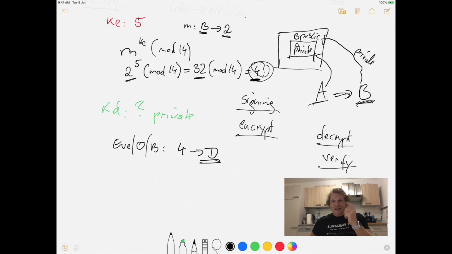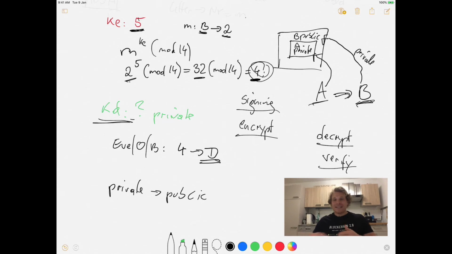So now the big question is, how does Bob get to the original message? And this is now where the private key comes in, right? In asymmetric cryptography, the public key, in this case 5, and the private key are connected through math. It's very, very easy to get from the private key to the public key. It's very, very easy.